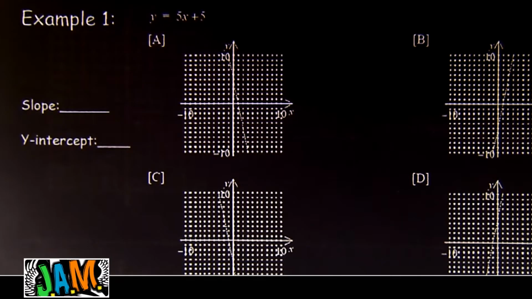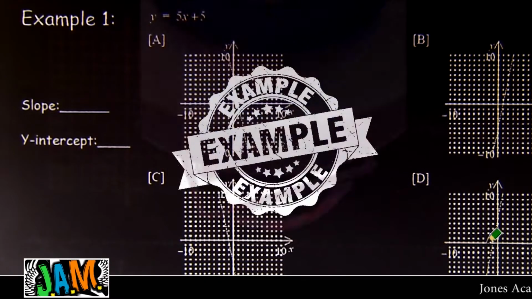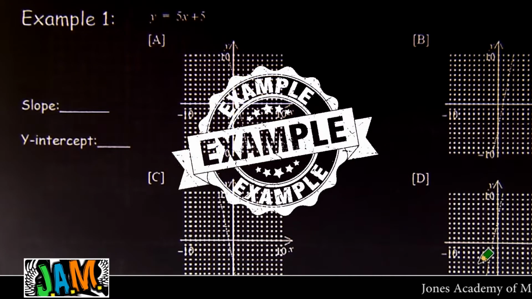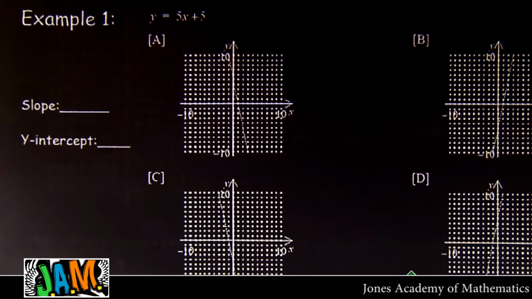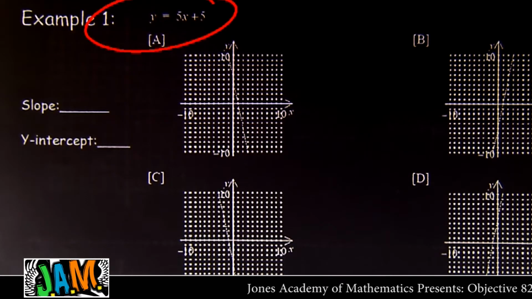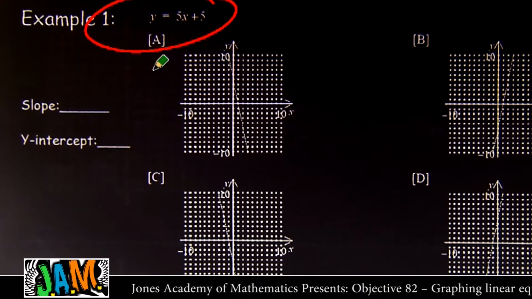We are on objective 82. This is really a review of a lot of things we already should know. Graphing lines on the coordinate plane, right? Some of these, like the very first one, are already written in y equals mx plus b. It says y equals 5x plus 5. We can't hardly screw this up.